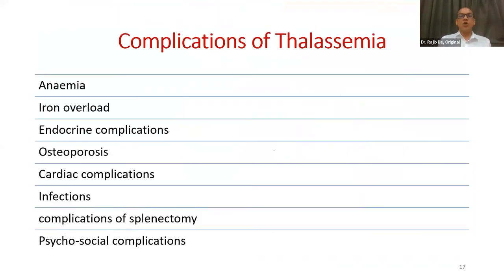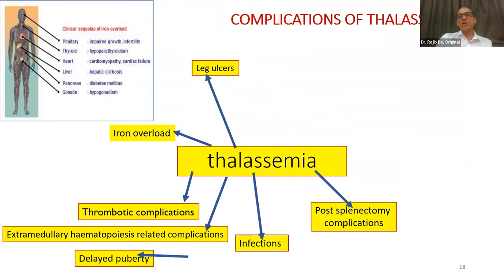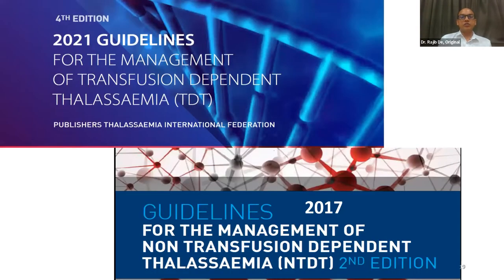So complications are like this: anemia, iron overload, endocrine complications, osteoporosis, cardiac complications, different infections, mainly in splenectomized patients, other complications of splenectomy, and definitely psychosocial issues. So it is a multi-system disorder causing a lot of clinical manifestations like this: leg ulcer, stunted growth, psychosocial complications, splenectomy and its complications, delayed puberty, defects in growth and development, thrombotic complications. So we have a guideline by the Thalassemia International Federation. Usually, while managing thalassemia, we follow this guideline in our day-to-day practice.